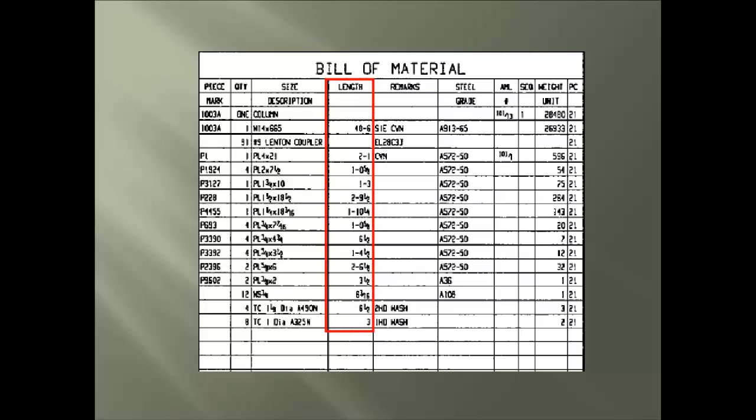Now the material length is given. A remarks box is provided for any special notes. We find a steel grade column after that. This area combines the subcontractor's notes and individual weight of material. Okay, before we move on, notice the weight of the column after fabrication. It weighs 28,480 pounds. Wow. Don't let that fall on your foot.